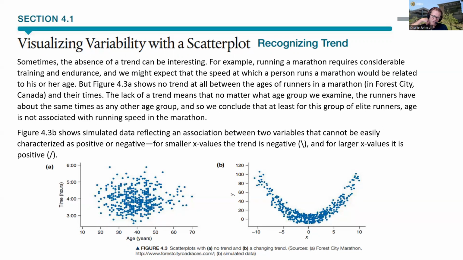Figure 4.3b shows simulated data reflecting an association between two variables that cannot be easily characterized as positive or negative. For smaller x values, we see the trend is going down, and the larger they're going up. In general, in this particular chapter, we're going to be looking at trends that are linear and trying to determine how strong or how weak they are.